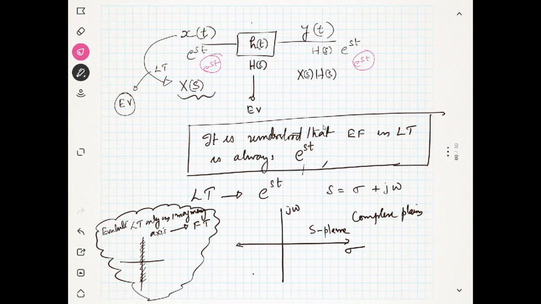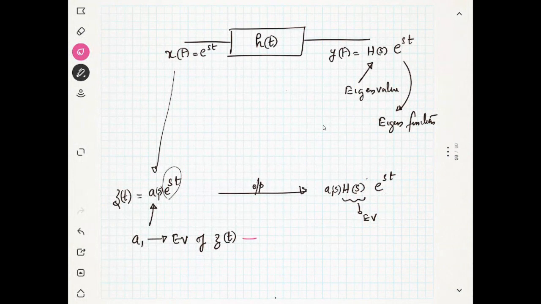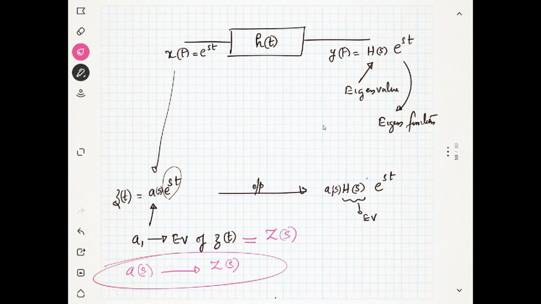Not a of s here. Instead of a of s, I am using x of s. X of s is my eigenvalue. In the previous example, you might have had the confusion. This is the eigenvalue. The eigenvalue of z of t we will call z of s. So a of s, in general, is called the eigenvalue. That means it is nothing but your z of s. You understood?